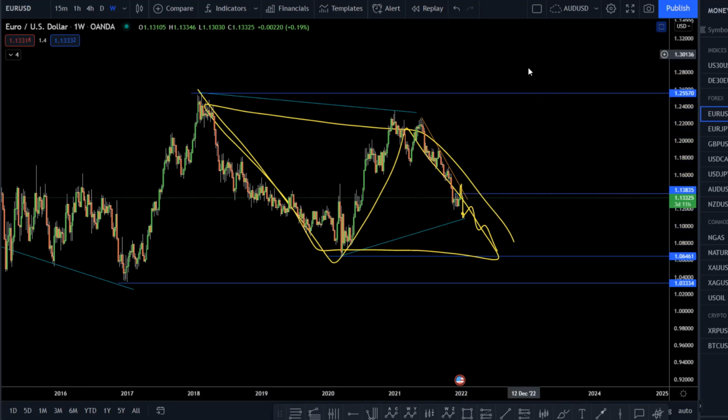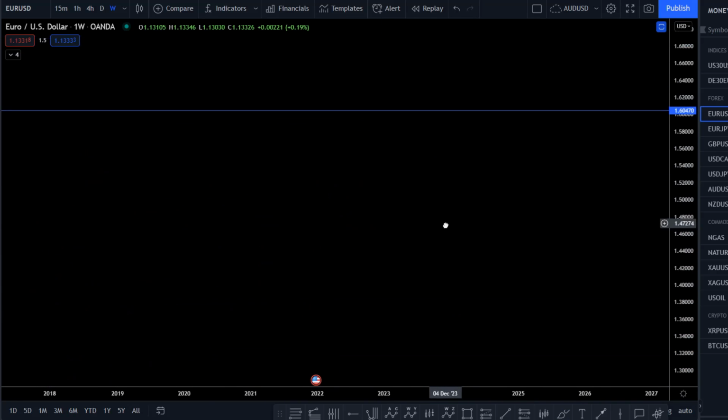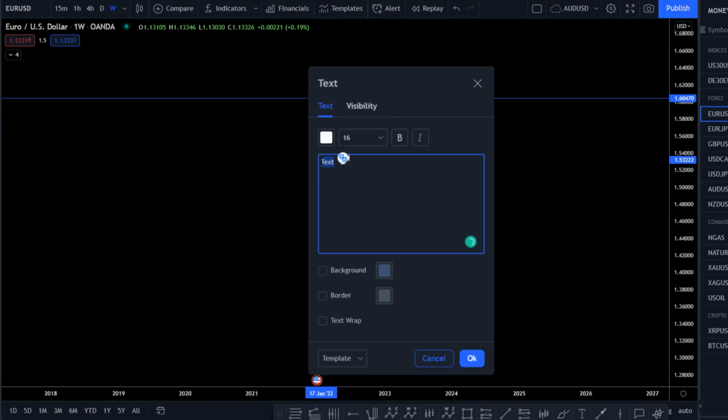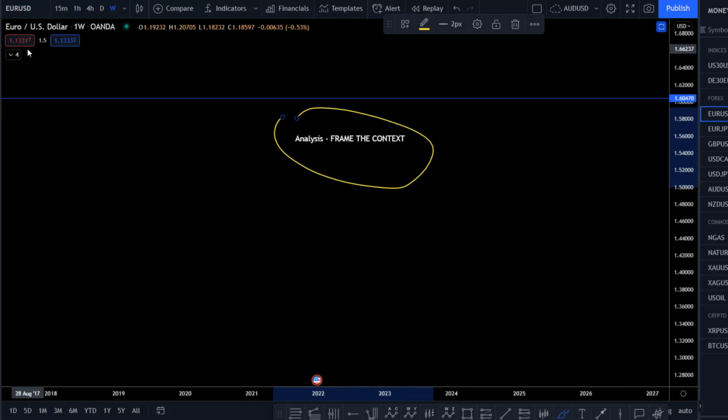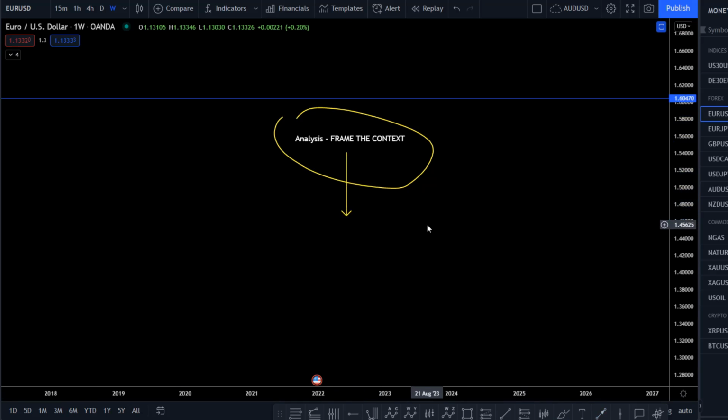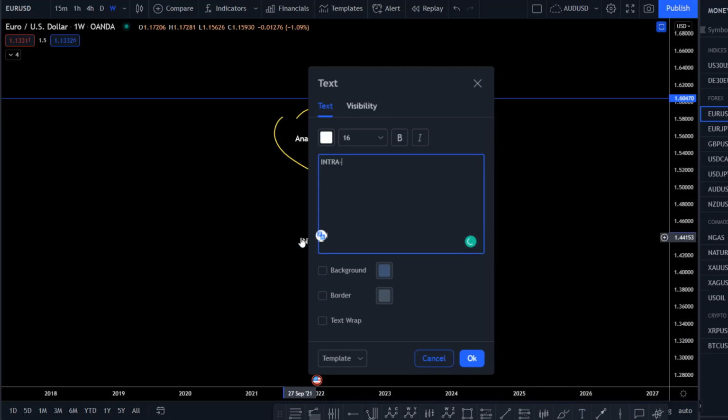Okay, so analysis is one thing. Take a look. You have your analysis. This is where you frame the context of the market. But you have to understand that you cannot trade based only on this information here. It's not enough. You also need to understand the strength of the market, right? The current strength of the market. So you have to understand the intraday conditions or strength of the market.